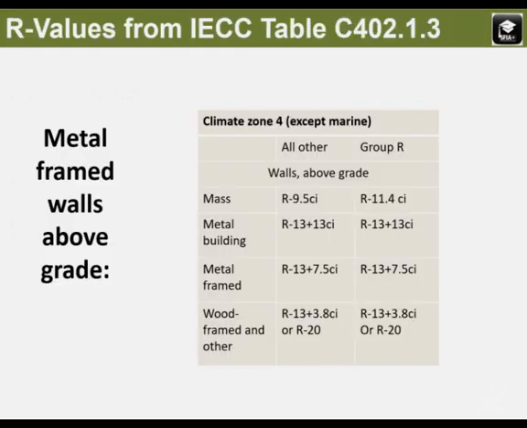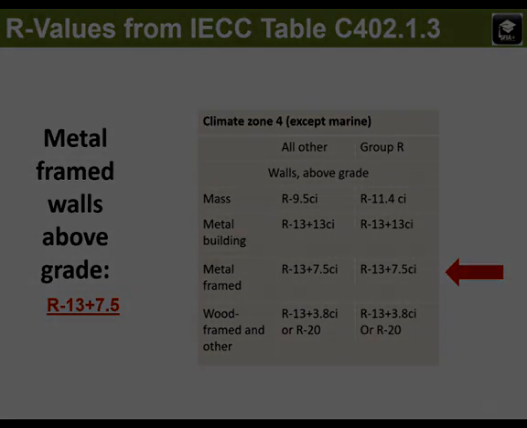This is part of the table showing requirements for Climate Zone 4 of the IECC. The table shows R-13 plus 7.5 for metal-framed above-grade walls. The R-13 refers to the insulation required inside the wall between studs. Insulation after the plus sign is typically a foam-based continuous insulation board required on the exterior side of the wall. The continuous insulation is permitted to be installed on the interior side of the wall, but this is not often a practical solution.